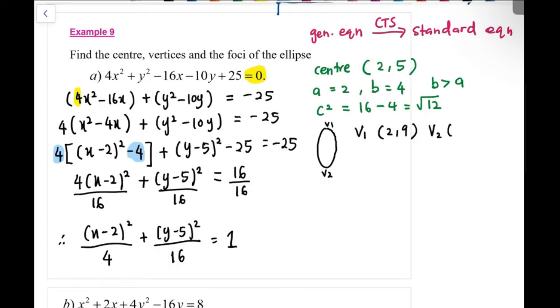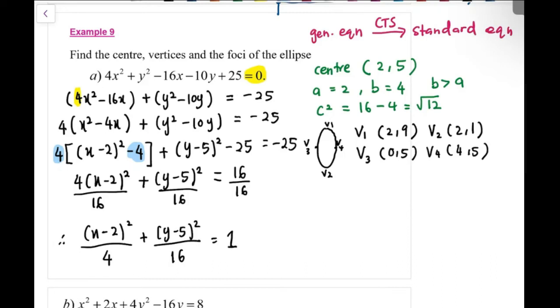V2 in this case goes downward, so 2, 1. V3 and V4, remember, sit on the left and right for the minor axis. The distance is A. So V3, remember, it is X that moves. So 0, 5. And then for V4, we have 4, 5.